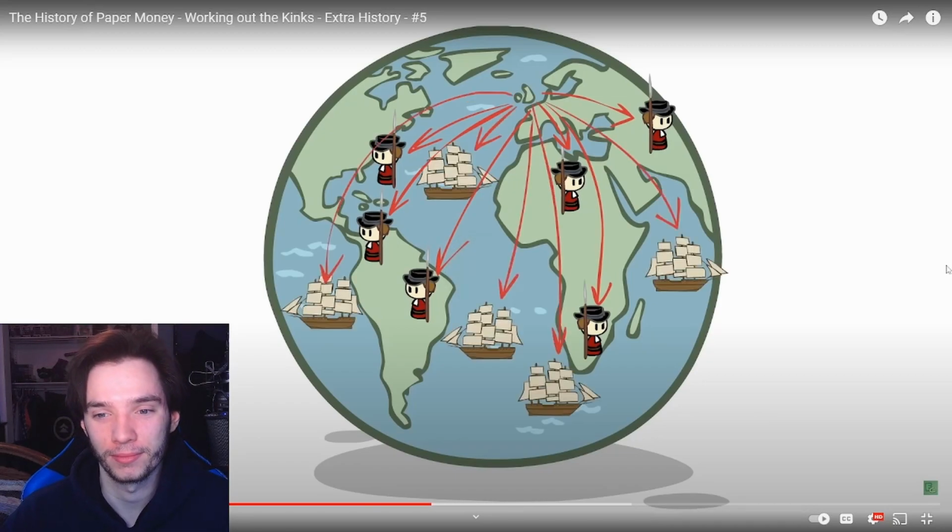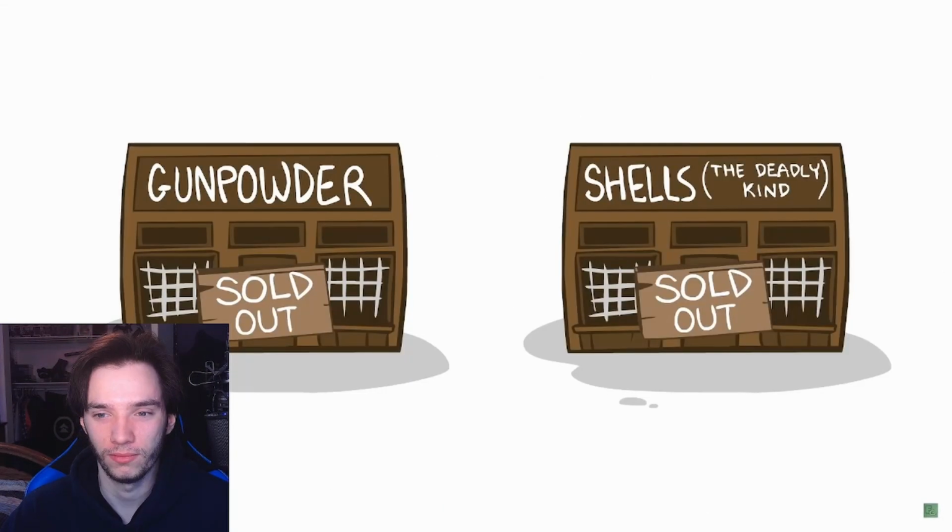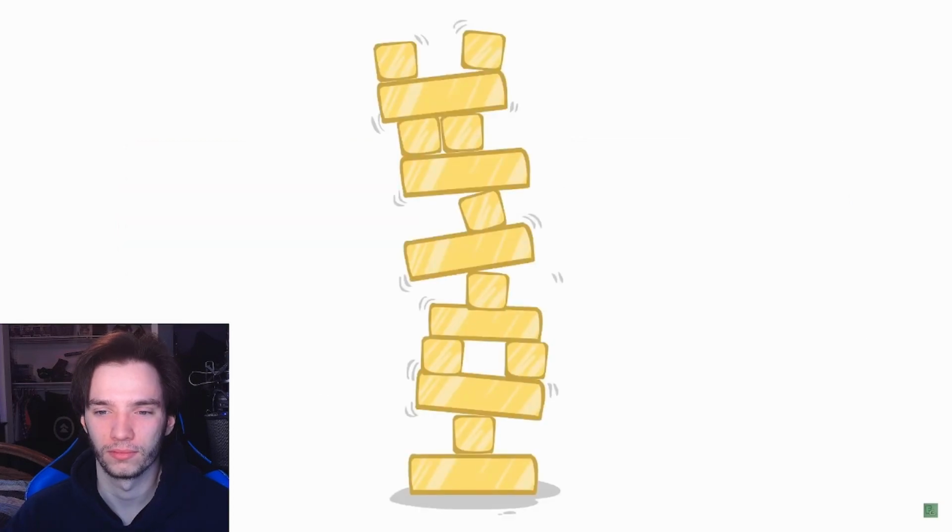Across the globe, navies had to be maintained in every ocean. Powder and shells were expended on an unprecedented scale. This drove most major nations of Europe to the brink of financial collapse.